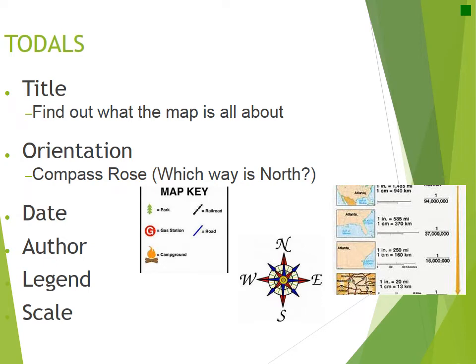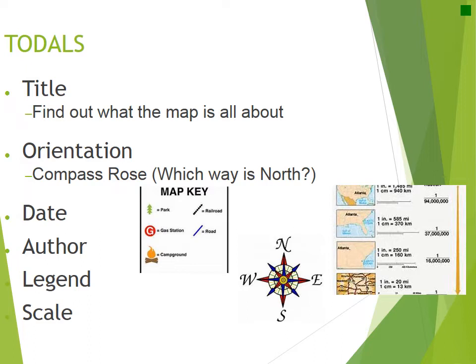Most of the tools that you can find on a map can be summed up by an acronym known as TODALS. And most maps have most of these things. Not every map has all of them. Some of them are assumed that you know, some of them the map maker does not think is necessary. And so let's look at each one of these things, what it is and why it's important.